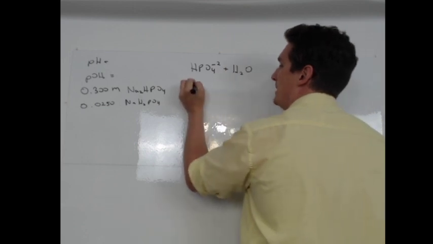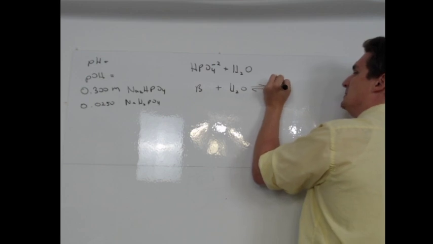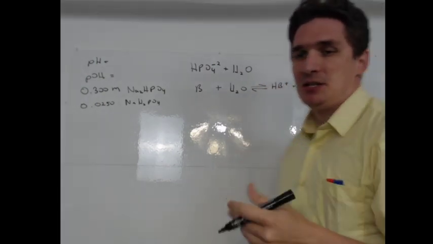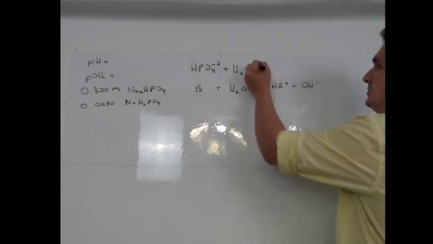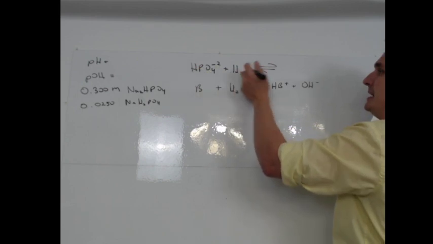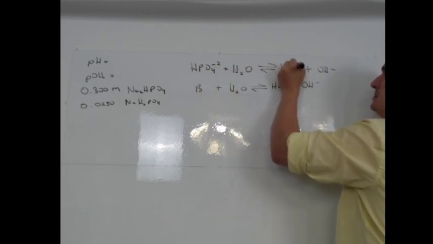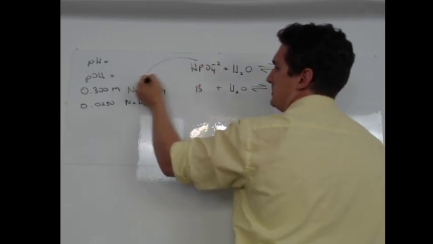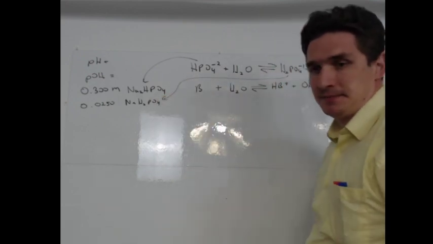Our form of all bases is our base plus water goes back and forth to HB plus OH minus. Now this plus here just means that it's going to gain a +1 charge. In this case, we start with a -2. We're going to gain a hydrogen. So this will give us H2PO4 minus 1. So that's our base. That's our conjugate acid.